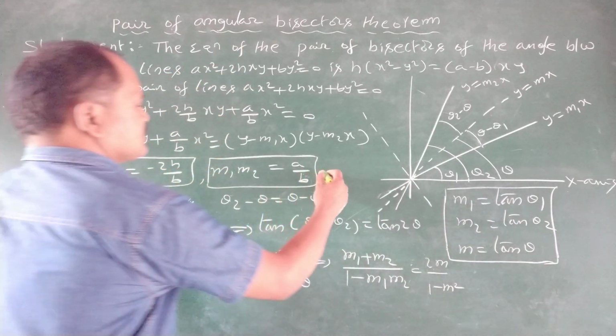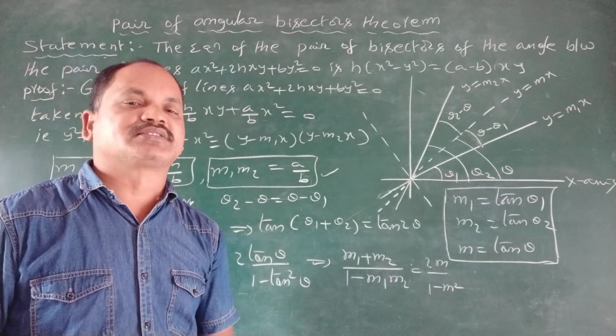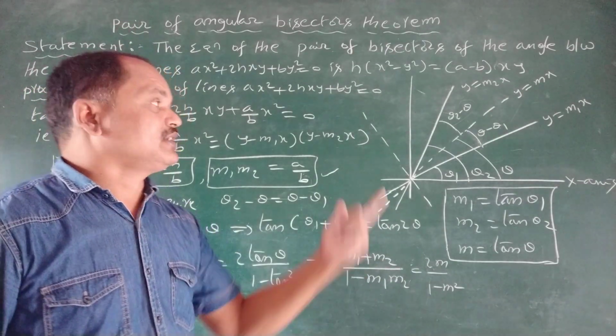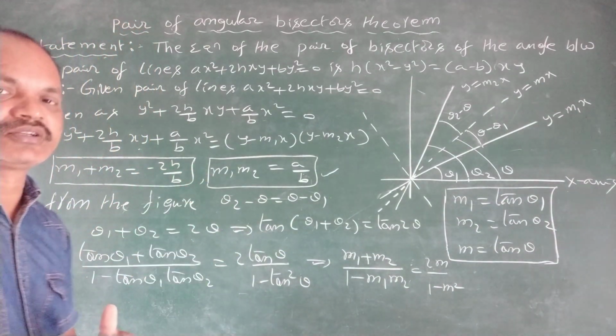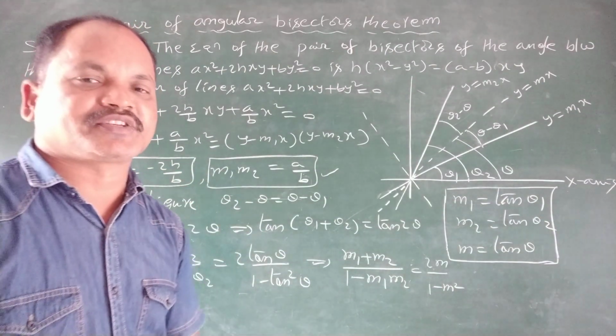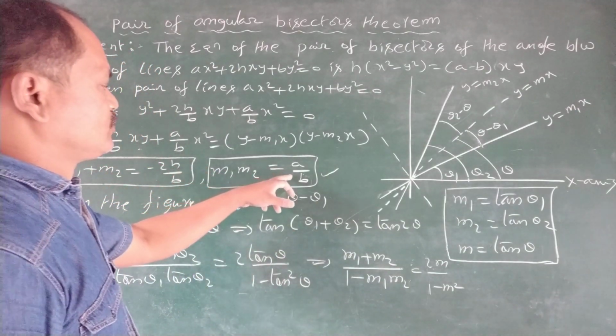Now up to this is the common part for area of triangles, product of perpendiculars, angle between pair of lines, and pair of angular bisectors. What is the common part? Sum of the slopes and product of the slopes. So m1 plus m2 is equal to minus 2h by b, and m1 m2 is equal to a by b.